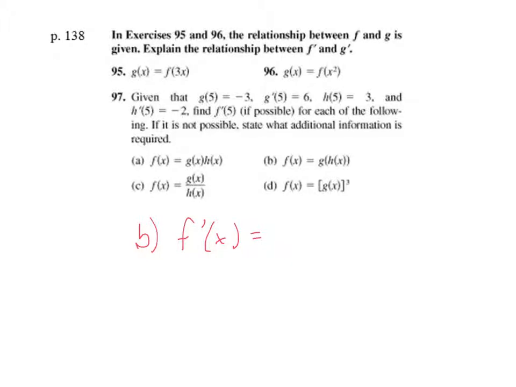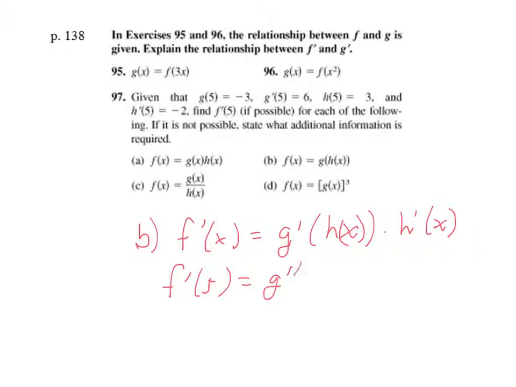We know that f prime of x is going to be g prime of h of x, and then we have to multiply by h prime of x. So that would mean that f prime of 5 is going to be g prime of h of 5, times h prime of 5. Let's see if they gave us enough information to get this.